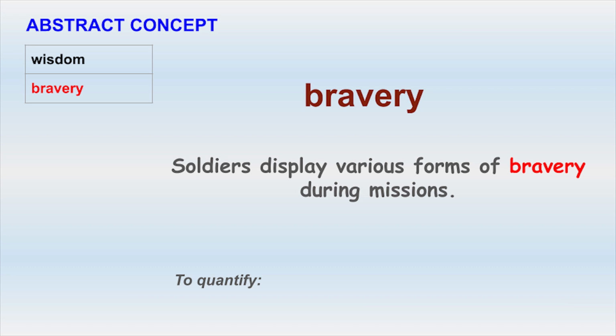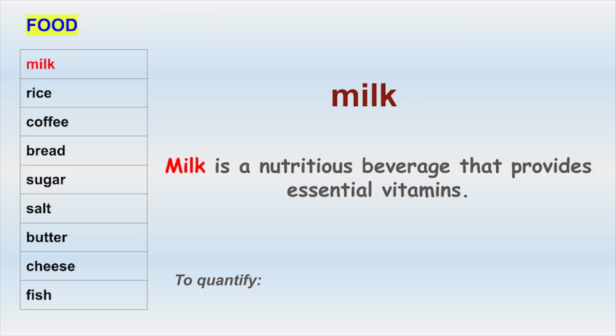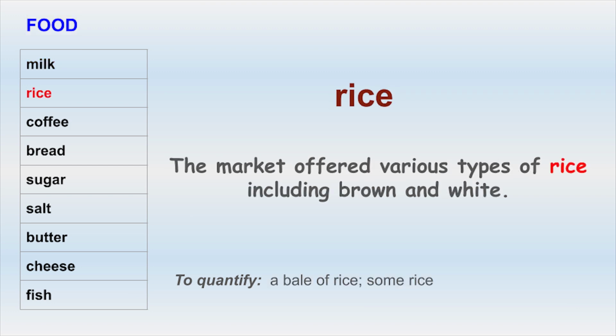Our next category is food. Our first word is milk. Milk is a nutritious beverage that provides essential vitamins. Rice. The market offered various types of rice, including brown and white. We may say a bale of rice or some rice to quantify rice.